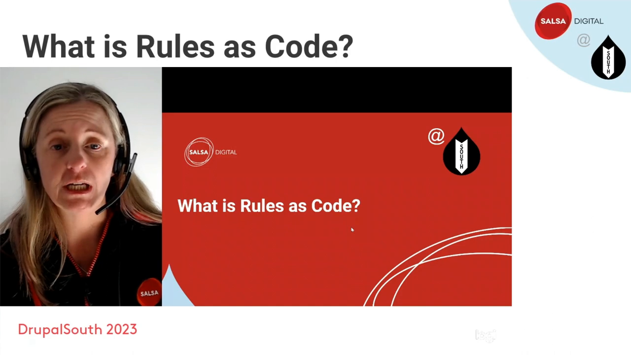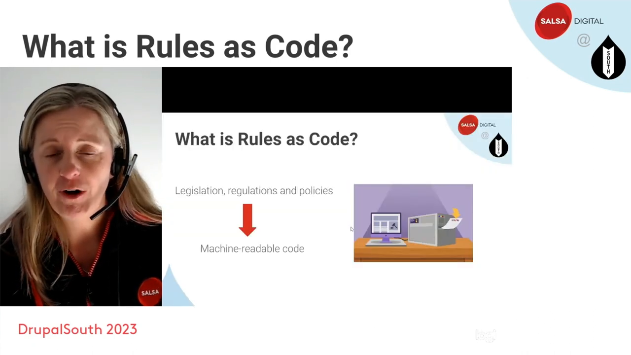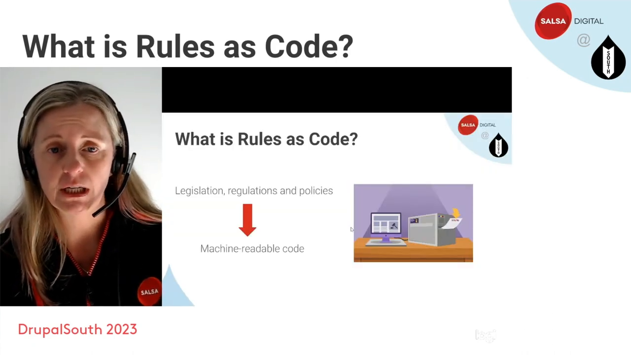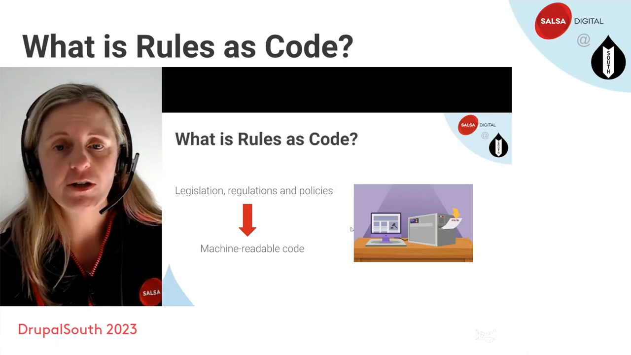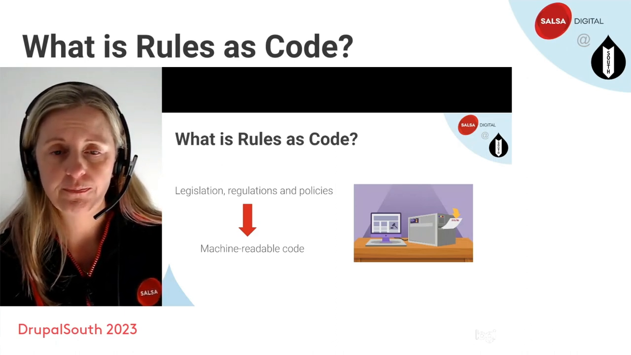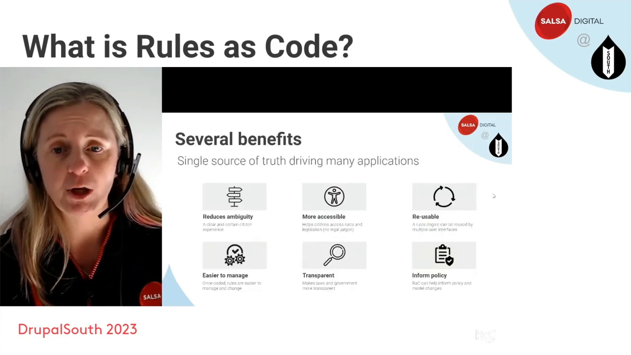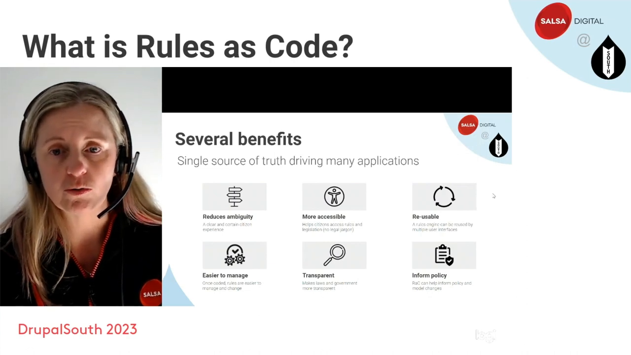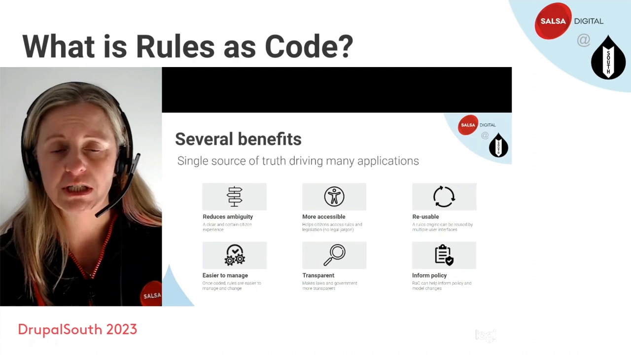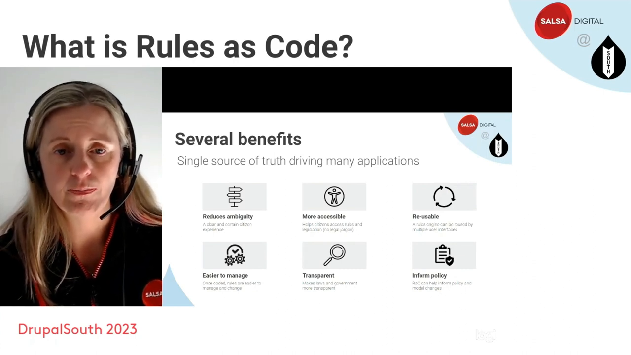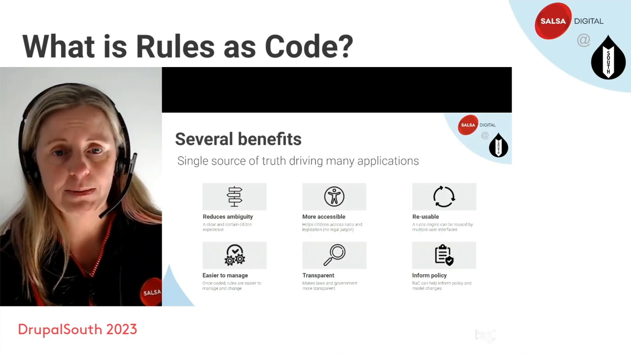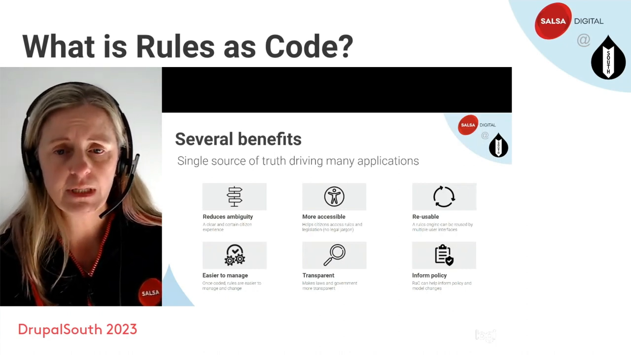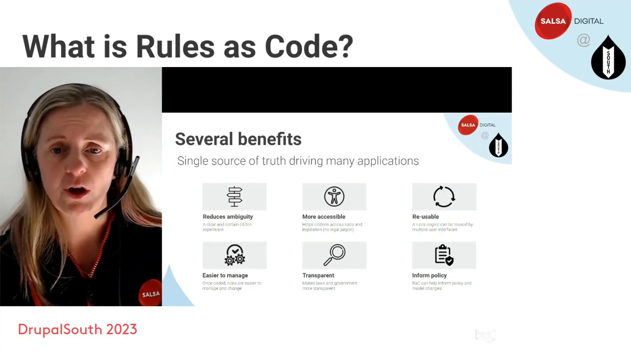So straight on to what is rules as code? At a very basic level, it's simply legislation, regulations, and or policies that are turned into machine-readable code. There's many benefits of this, such as reducing ambiguity, makes it really clear what the rules are, makes it more accessible, easy for citizens to access and find the information they're looking for. It's reusable. Once the rules are coded, they can be reused by different interfaces, different websites, chatbots, etc. It's easier to manage once the rules are coded as well.